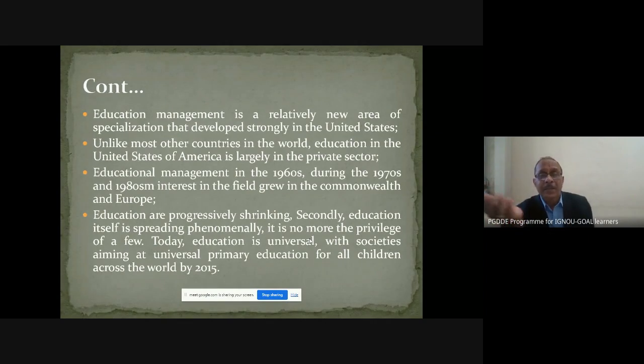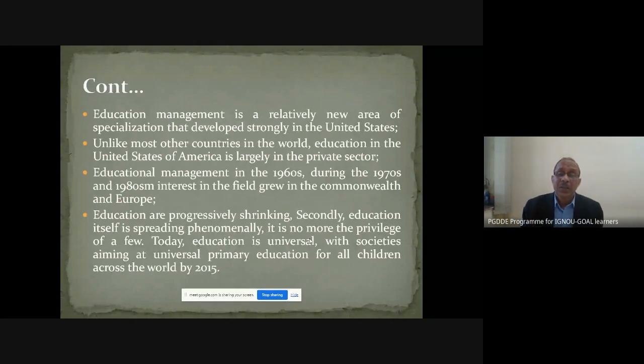And education management gained ground in the 60s, 70s, 80s. It spread progressively. Secondly, education itself is spreading phenomenally. It is no more the privilege of a few. Earlier, there was not much demand for education, but when people in our countries realize what role education plays in their life and their children's life, education gets demand from the various sections of society.